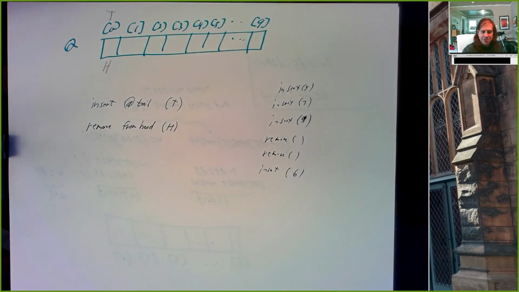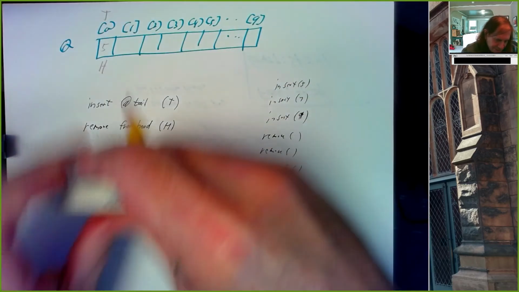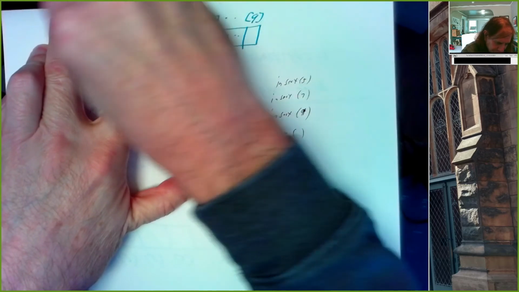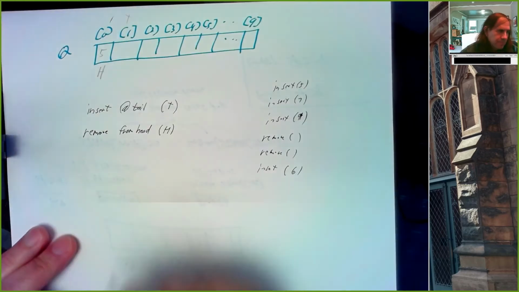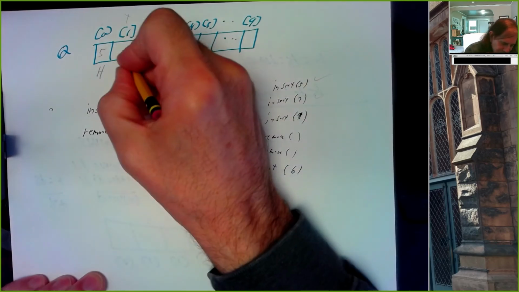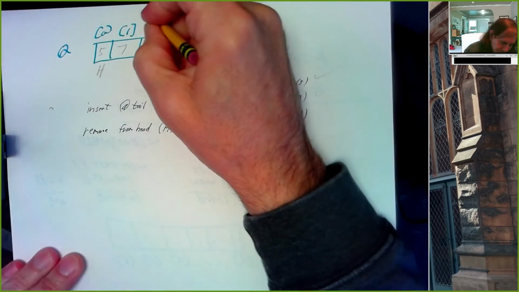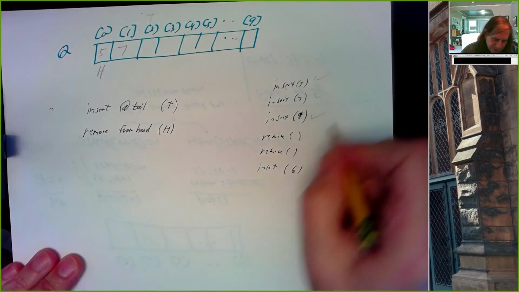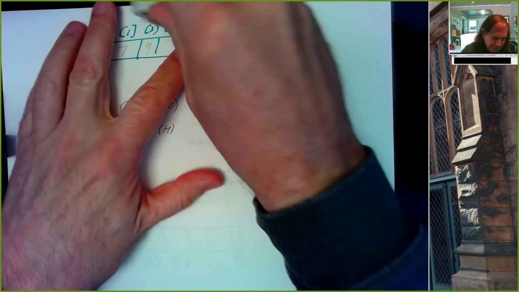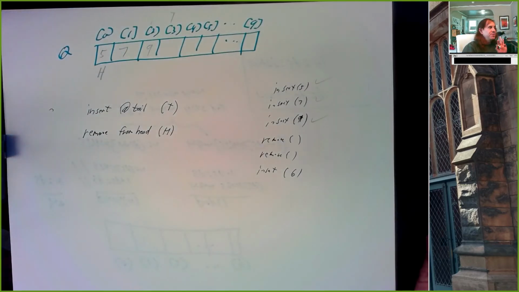Okay, let's look at the picture first. So I'm going to insert a 5. That's going to go right there where the tail is. I'm going to move the tail. I'm going to insert a 7. Going to put it where the tail is. Move the tail marker. I'm going to insert a 9. Put it where the tail is. Move the tail marker.